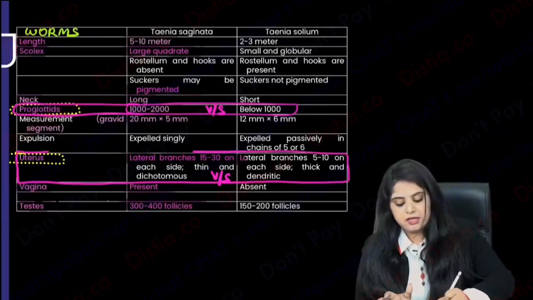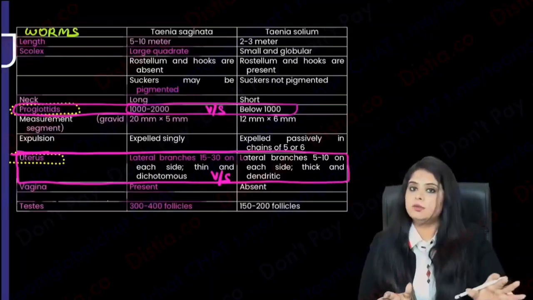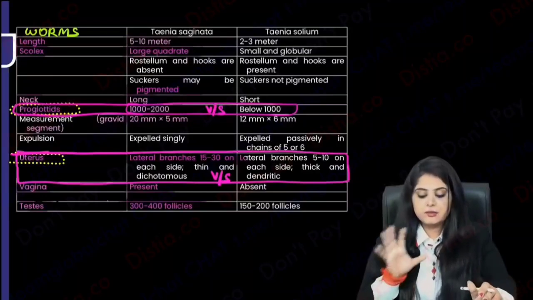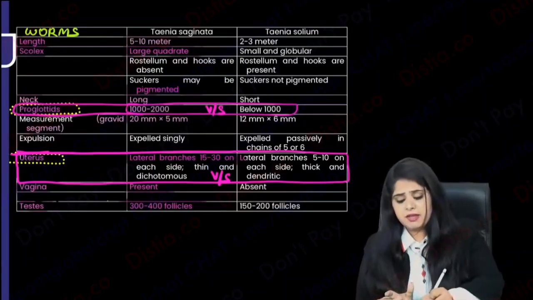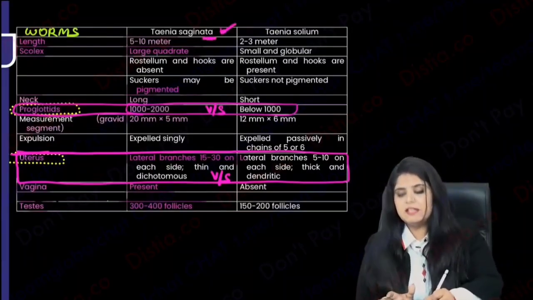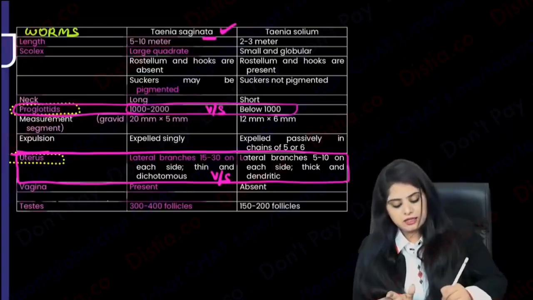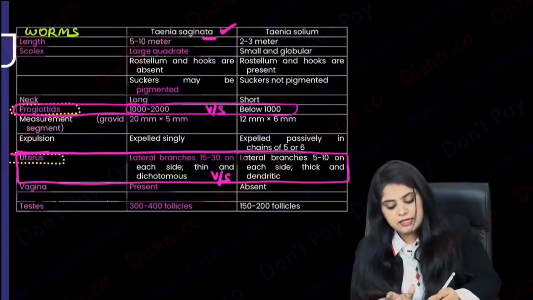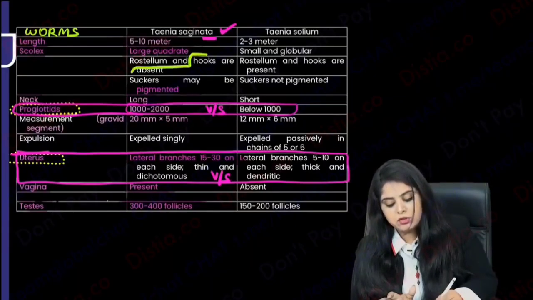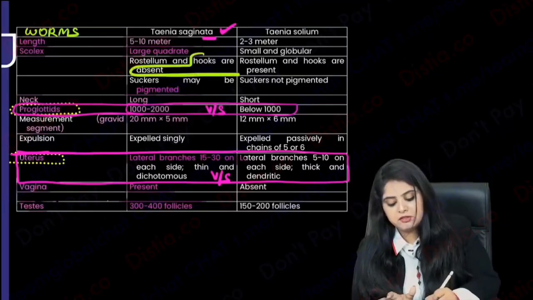Saginata is always going to be more, right? Everything in Saginata is going to be more. Only one thing you have done differently for Taenia saginata, and that is that there are no hooklets. Taenia solium has the hooklets, but everything else is going to be more.